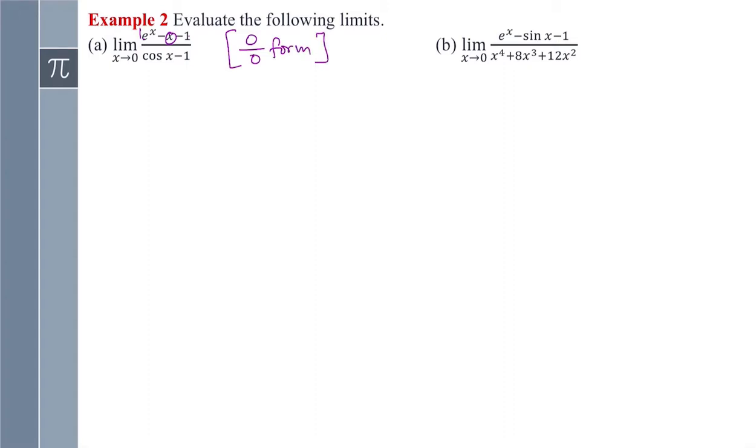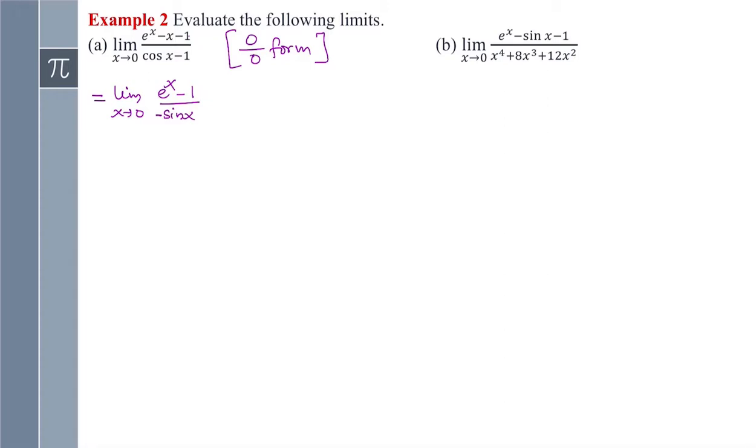That means we can use L'Hopital's rule. So let's go ahead and use it. So limit as x approaches 0. The derivative of e to the x is e to the x minus the derivative of x, which is 1, divided by the derivative of cosine x, which is negative sine x, minus 1 is 1.